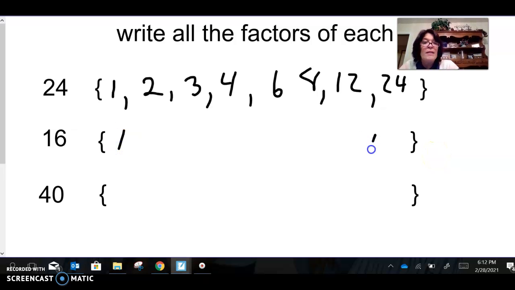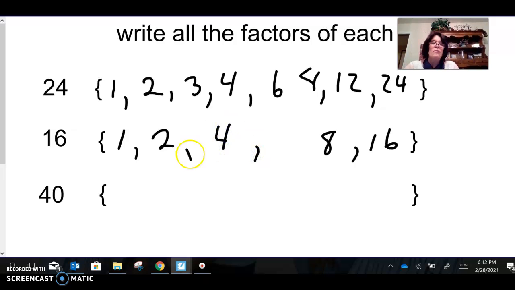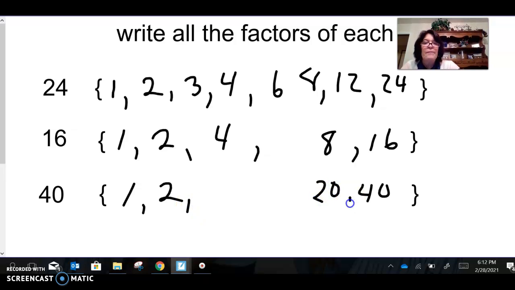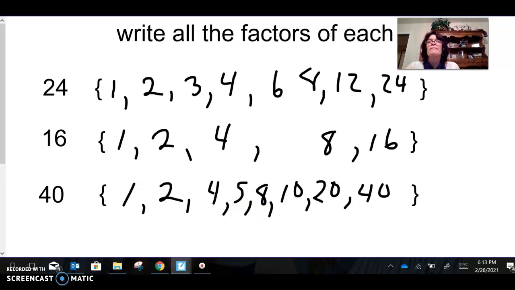16. I know 1 times 16. I know 2 goes into 16, 2 times 8. 3 doesn't go into 16, 4 times 4. Okay, well, I made too much room there. 1, 2, 4, 8, and 16. 40. We got 1 times 40. We have 2 times what, 20? Does 3 go into 40? No. 4? Yep. 4 times 10. Does 5 go into 40? Yep. 5 times 8. Okay.